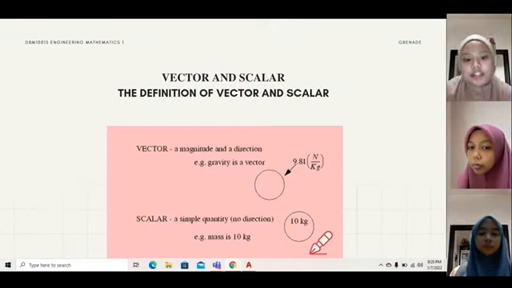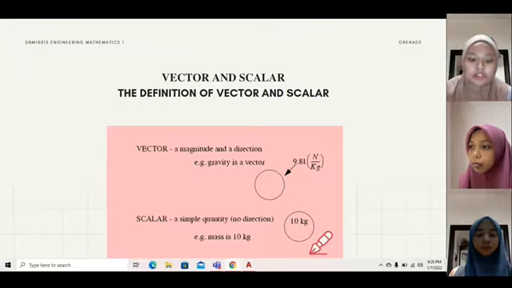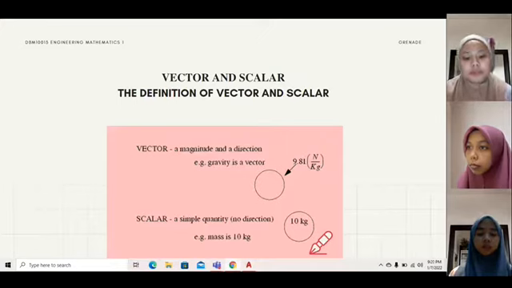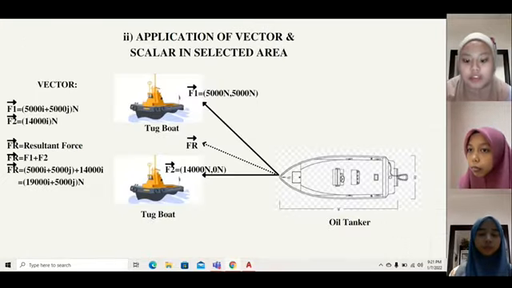Vector and scalar. The definition of vector and scalar. Vector is a magnitude and a direction. For example, gravity is a vector. A scalar is a simple quantity, with no direction. For example, mass is 10 kilograms. I will pass it to Farhana to continue this presentation.